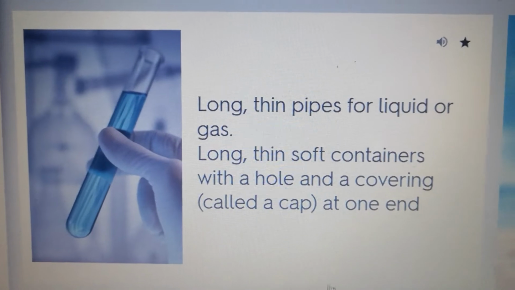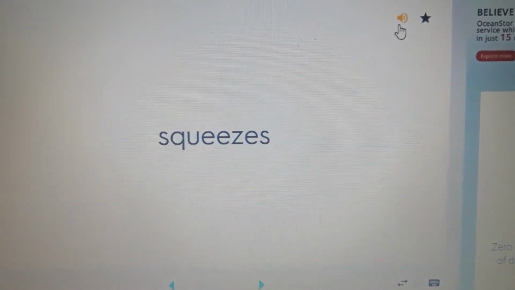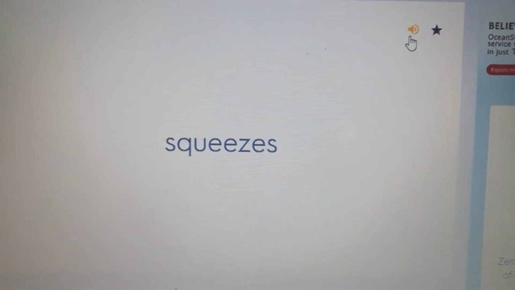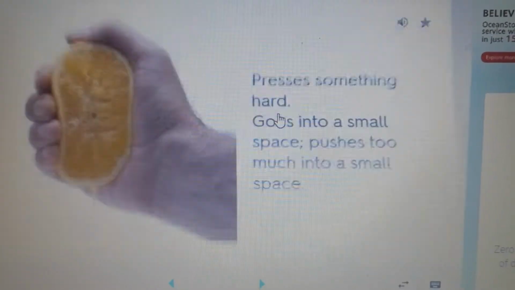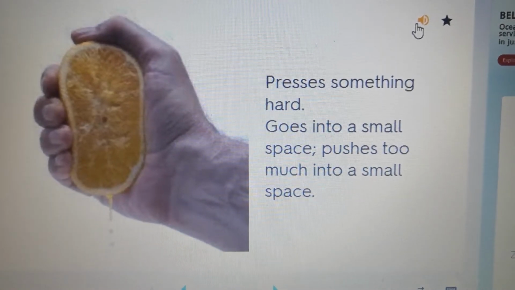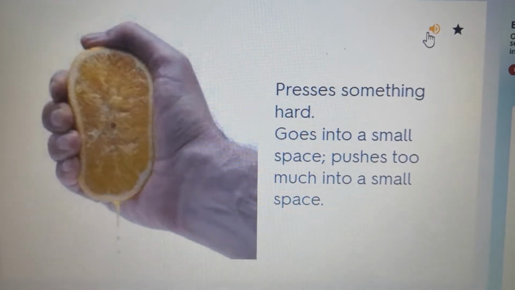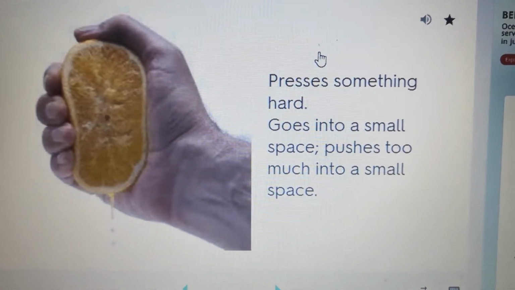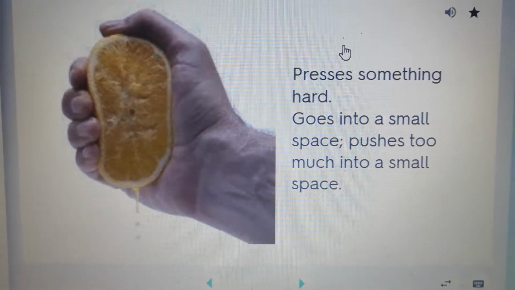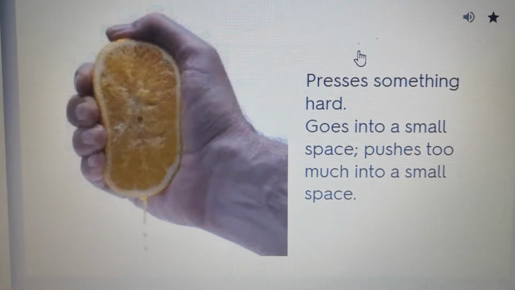Okay, let's go to the next one. The next word is squeezes. Squeezes means presses something hard, goes into a small space, pushes too much into a small space. Just like when you want to use a lemon or orange, you squeeze it so the juice will come out from the fruit, right? So this is what we call squeezes.